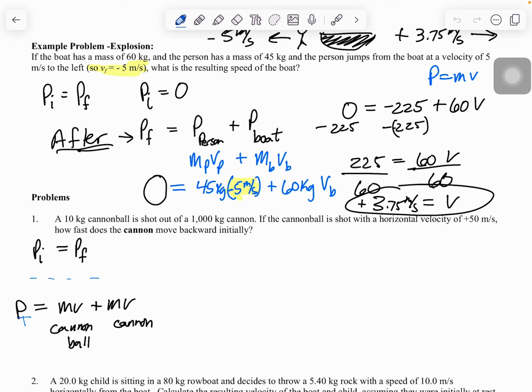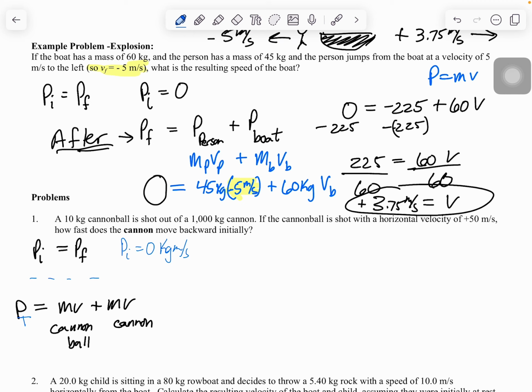So P initial equals P final because our initial momentum is 0. It's an explosion, right? Nothing's moving at the beginning. And so since momentum is conserved, our final momentum will be 0 as well. So we're going to add up the momentum after the two things move away from each other.